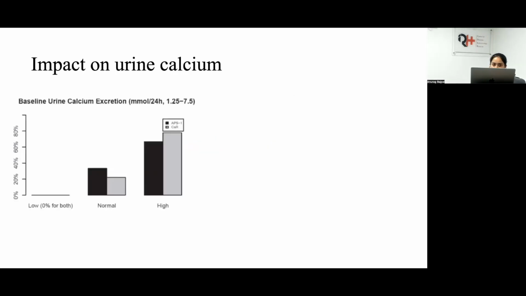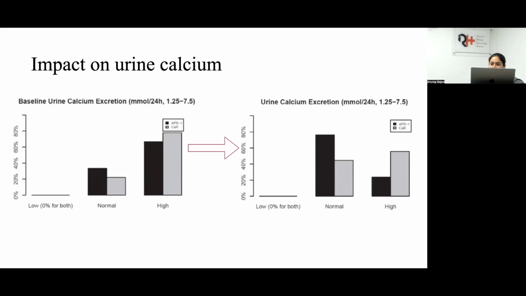Next. Looking at the impact on urine calcium excretion, at baseline it was predominantly in the high range, most of our patients in the high range, and with the intervention, there was a significant improvement seen in urine calcium excretion, with improvement in about 2 patients per diagnostic group. This is showing that from the hypercalciuric range, the number of patients shifted to the normal range.